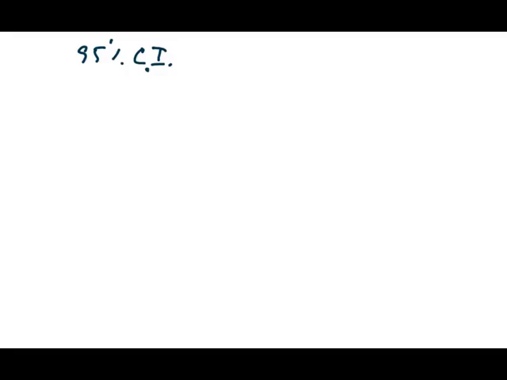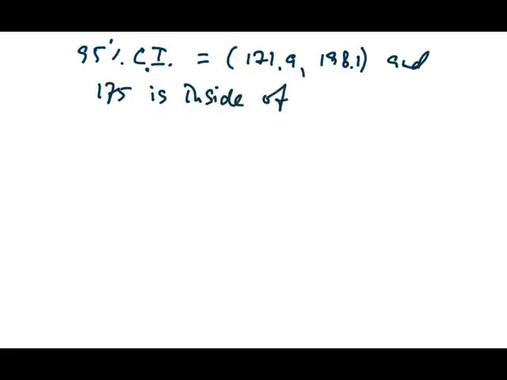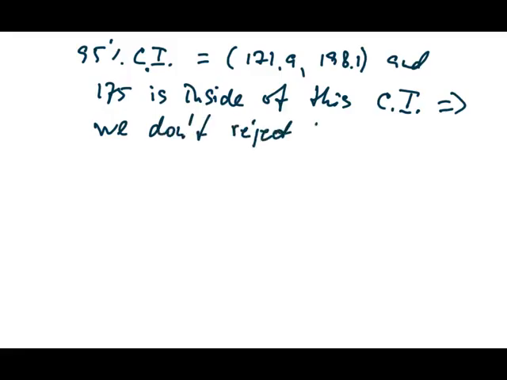If we calculate the 95% confidence interval for this problem, we will find that it is equal to 171.9 on one side and 198.1 on the other side, and 175 is inside of this confidence interval, and we don't reject the hypothesis that mu equals 175.